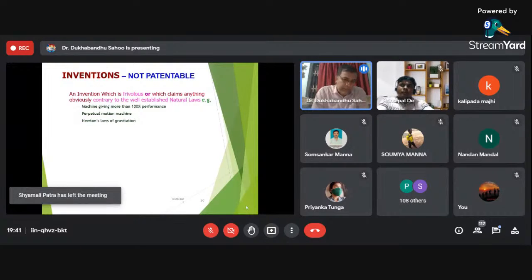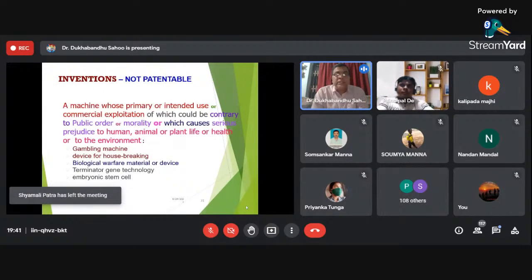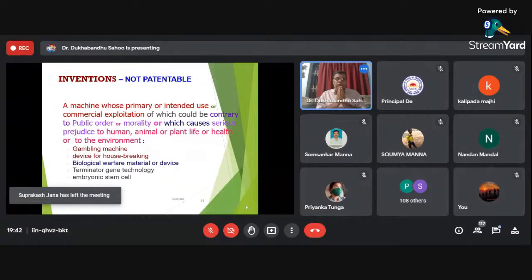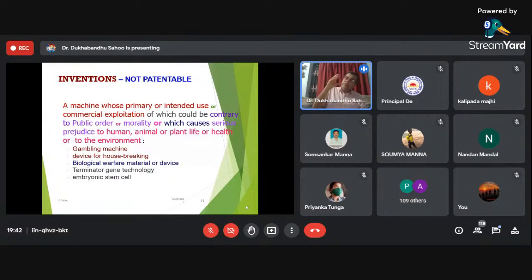Of course, at times, probably in future, what will happen, we do not know, but as of now, these things are not patented. Then inventions or machines whose primary or intended use or commercial exploitation could be contrary to public order. As I said, when a right or patent is given, the societal benefit is also looked at. That's why many times patents are not given, even if it is a new idea, even if it has some utility, even if it is non-obvious, but society considers it different from useful. Society may consider that it's not useful, maybe harmful for the society.